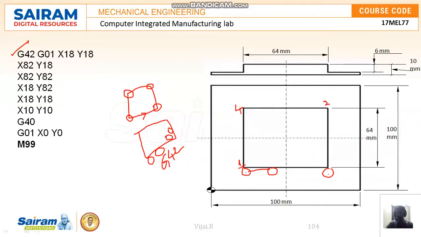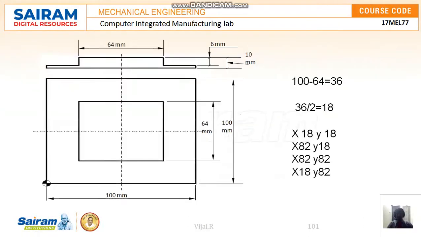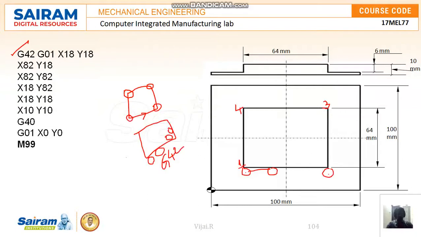Already we have made the tables of X and Y. Here we have made this. These are the final positions: X18, Y18, X82, Y18. This is where the final tool has to travel. Until then, we are moving the tool from outside to inside, and finally we are coming to this position exactly. That is what I am going to write here: X82, Y18.